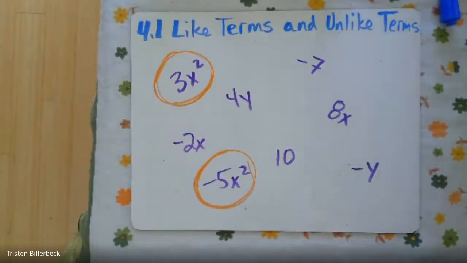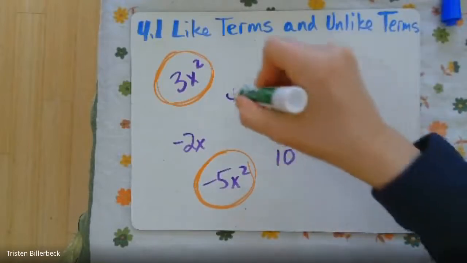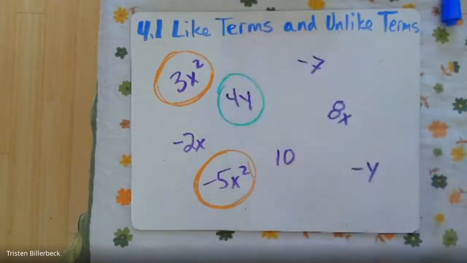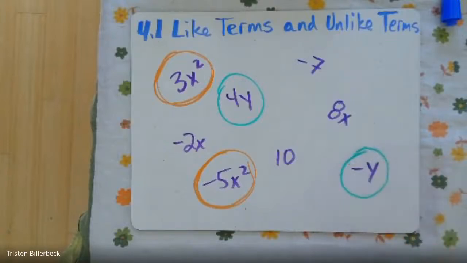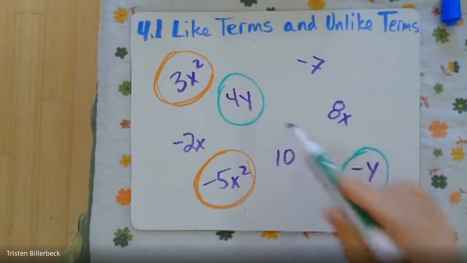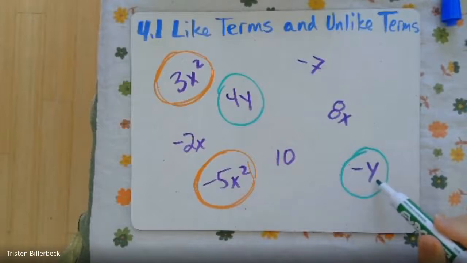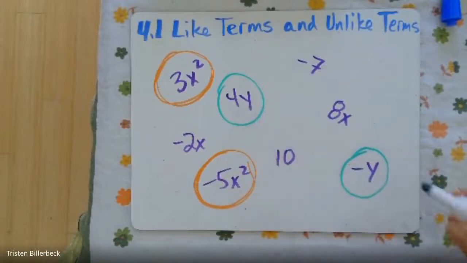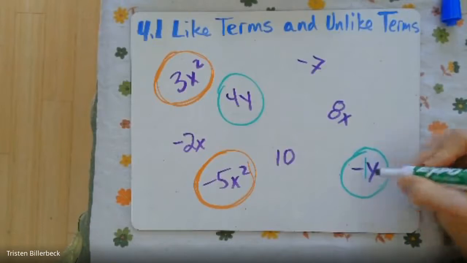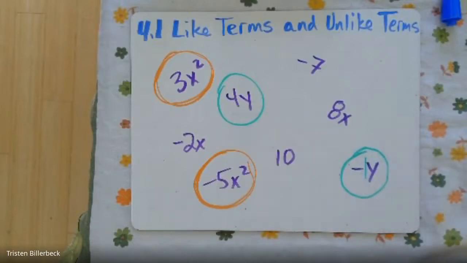All right, let's look at 4y. What's similar to 4y? There it is, negative y. So this has a y and that has a y. And it happens to have just coefficients in front of it. In fact, this one has a coefficient of 1. We just normally don't write that.